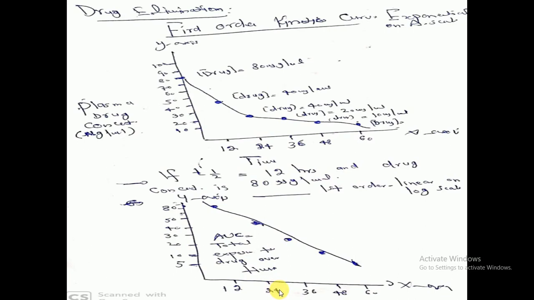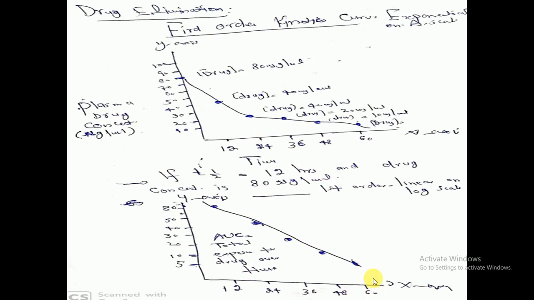After 24 hours, the concentration of the 80 milligram of the drug will be reduced up to 40%, and then so on. After the next 12 hours, meaning after 36 hours, the concentration of drug will be reduced up to 20%, and then after 48 hours, the concentration of drug will be reduced up to 10%. Meaning it becomes 10 mg, or you can say microgram per ml, depending upon the concentration of the drug.